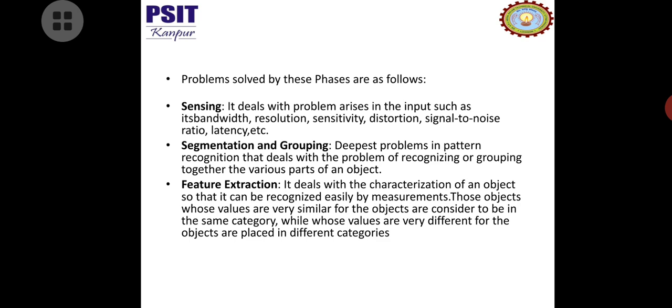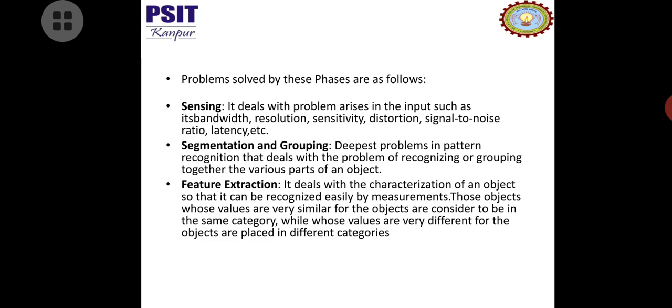Now second is segmentation and grouping. This is the deepest problem in pattern recognition, dealing with recognizing or grouping together the various parts of an object. The most difficult task is phase number 2, segmentation and grouping. That means now you are grouping the different parts of an object, right? So it can create the deepest problem.